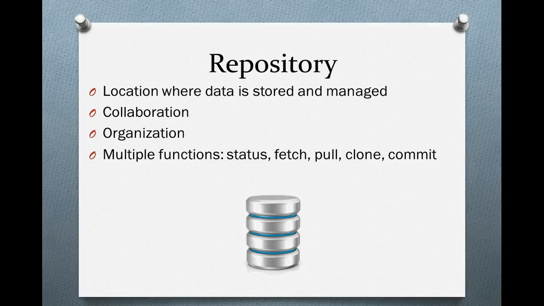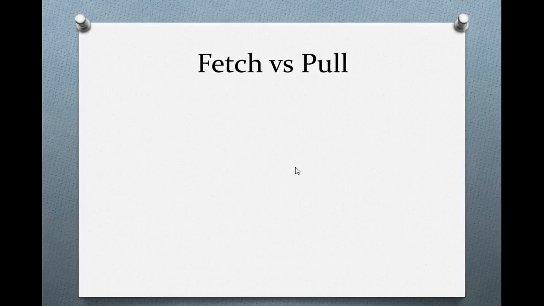But right here on this line, I just wanted to show you some of the different functions that are used in GitHub: git status, git fetch, git pull, clone, and commit. But we're pretty much, as I said before, going to primarily focus on git fetch and git pull. Okay, so git fetch versus git pull.